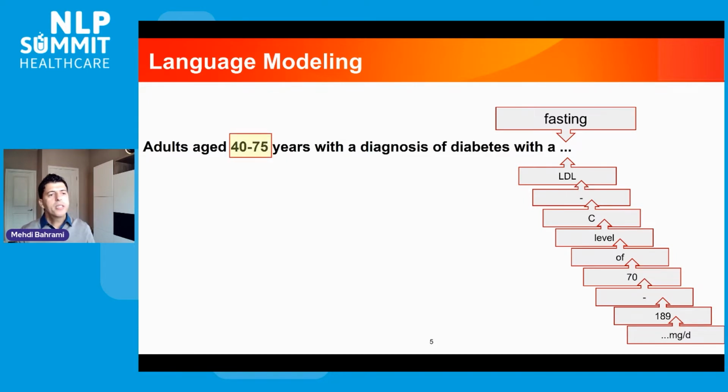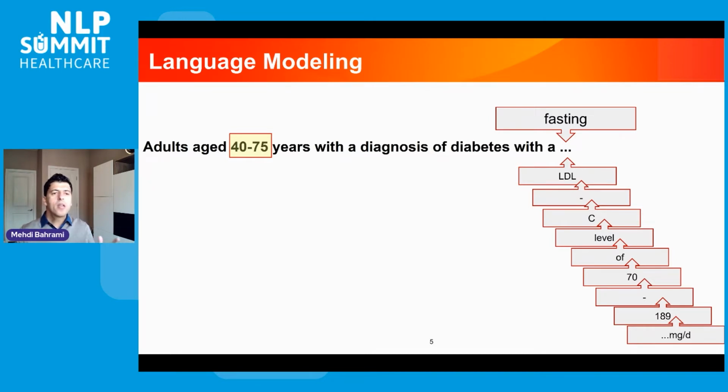In addition, let's say we want to answer the question: diagnosis of diabetes. If you look at the 40 to 75 years, we might look at different texts, and we may end up with a range of years that appear for diagnosis of diabetes without even collecting information from the patient.